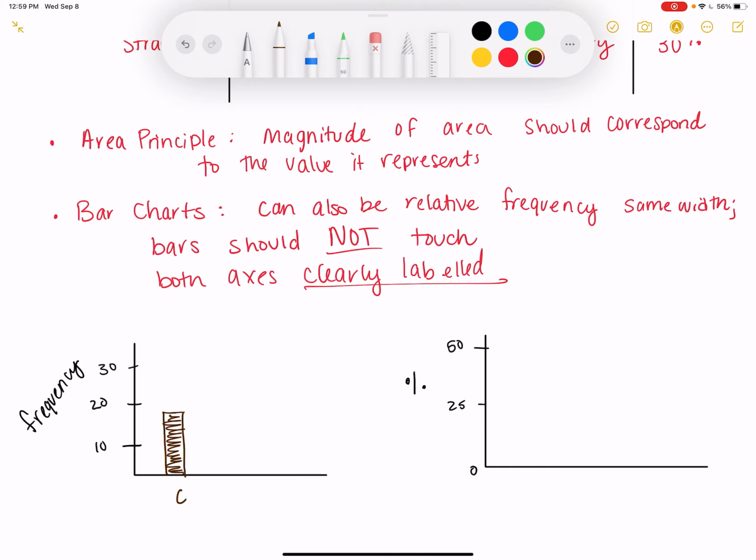Actually, I have a brown pen. Okay, I'll go ahead and do the frequency one, so that we don't have to keep switching colors back and forth. I don't know if y'all are using different colors. It's CVS.